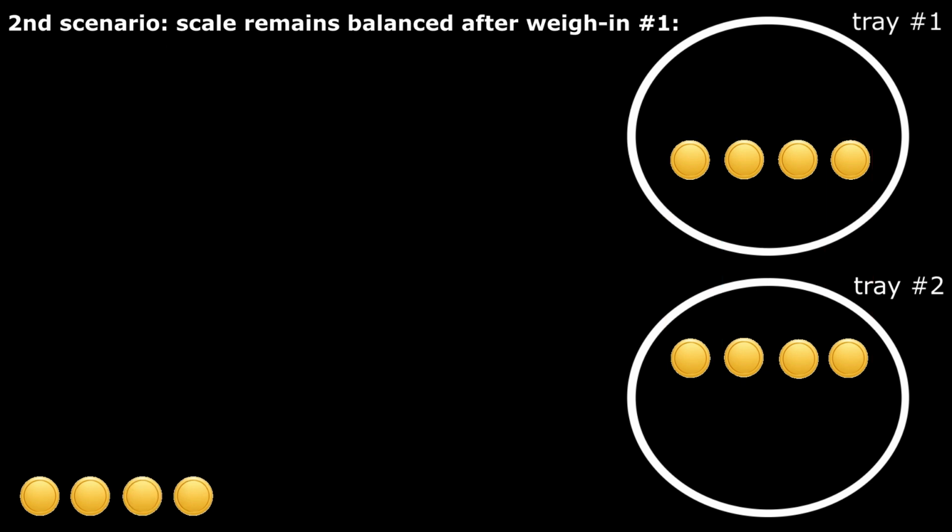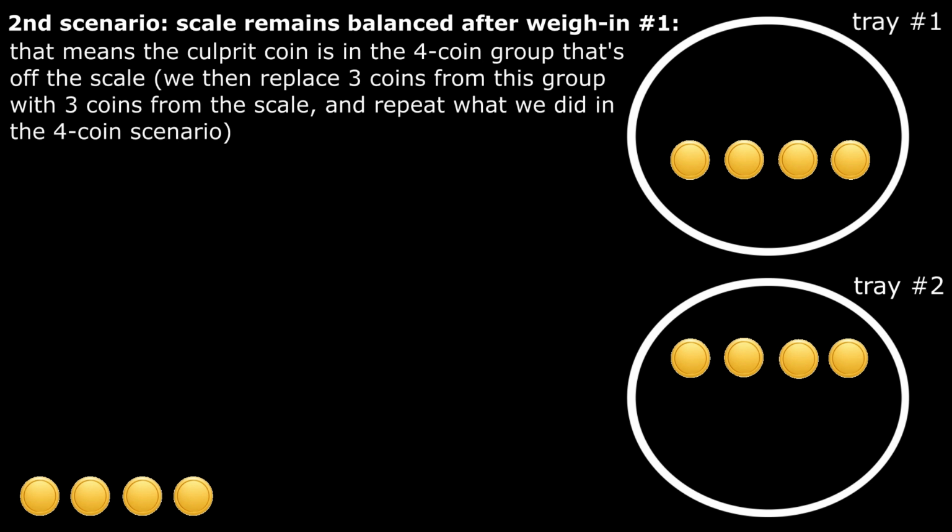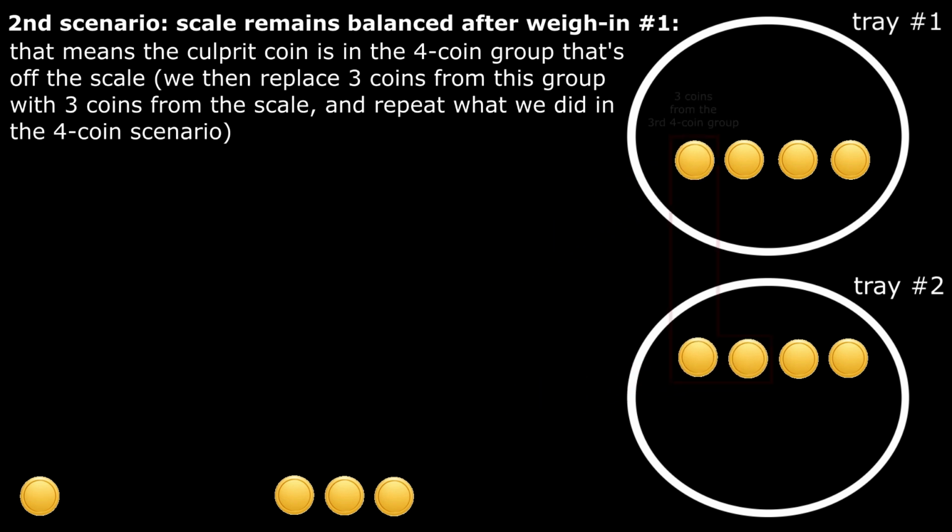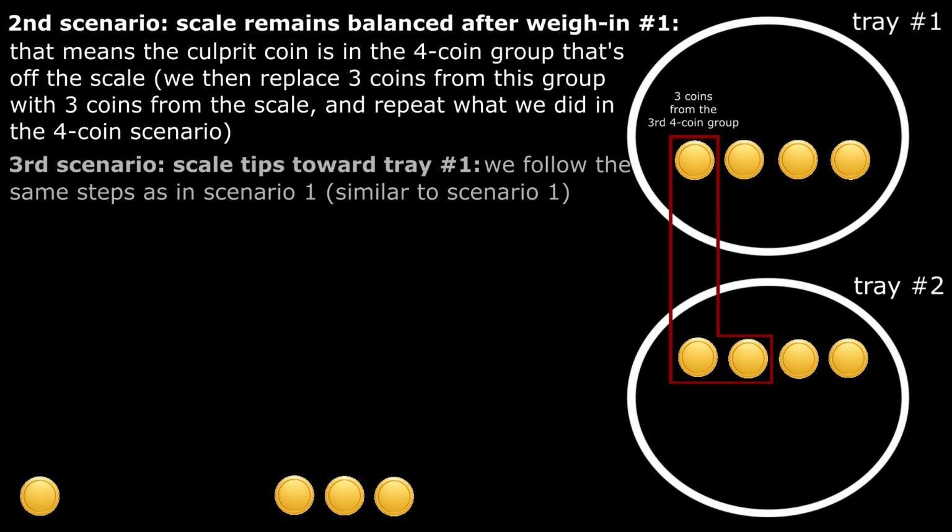What if during the first weighing, the scale remains balanced? That means the culprit coin is in the third 4-coin group. That's off the scale currently. And during weighing number 2, you replace 3 normal coins from the scale with 3 coins from the 4-coin group and use the method that we talked about during the introduction of this video to determine the culprit coin.